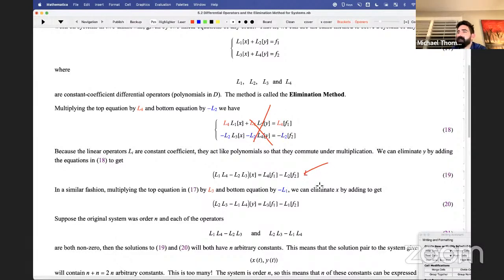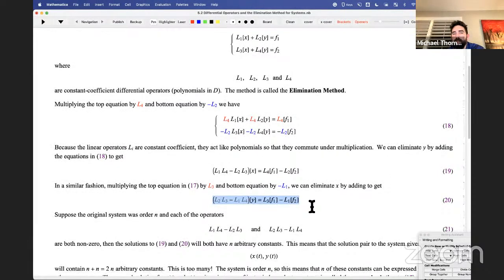And then what you could do is go back, basically what we did in option 1, and just eliminate the other variable this time by multiplying the top equation by L3 and the bottom equation by negative L1. I didn't write it out, but what'll happen is you'll get an uncoupled equation in y. And each of these equations we can solve.